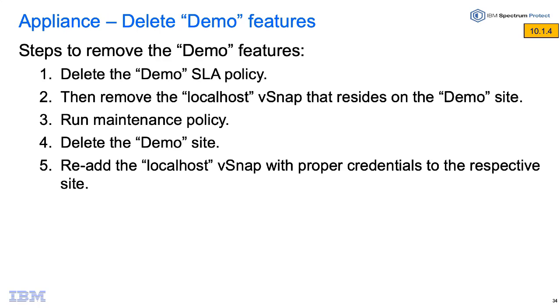Now, if you want to remove these demo features and you don't want them, what you can do is just delete the demo SLA policy, remove the localhost vSnap that resides on that demo site, go ahead and run the maintenance policy, delete the demo site, and then re-add the localhost vSnap with the properly designed architecture and with the credentials that you want to use.